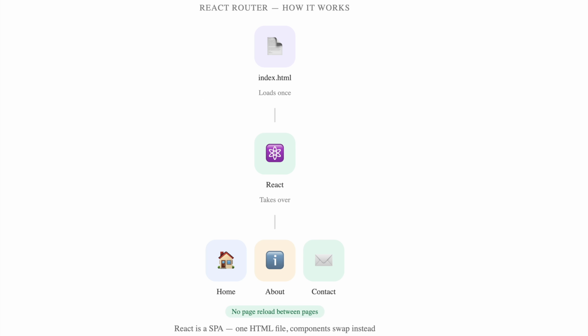In React, what we do is we are using the SPA approach, which stands for single page application. So basically in the root of React we have only one HTML, which is the index HTML, and then after that React takes over. So instead of reloading the page, instead of going to the server and fetching the HTML, we are just swapping the components.